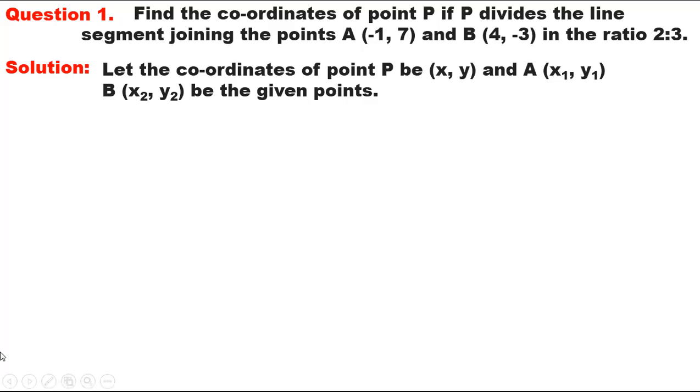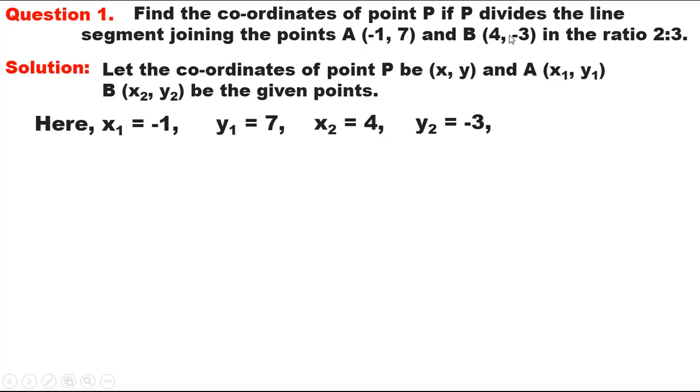Let the coordinates of the point P be (x, y), and the points A (x1, y1) and B (x2, y2) be the given points. Here x1 is equal to -1, y1 is equal to 7, x2 is equal to 4 and y2 is equal to -3, and m is equal to 2 and n is equal to 3.